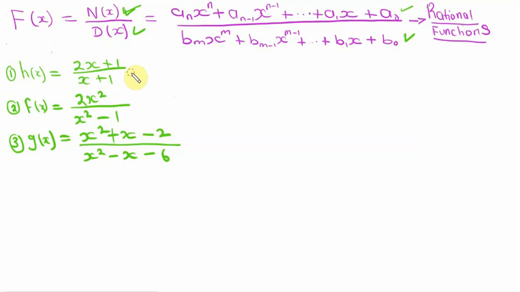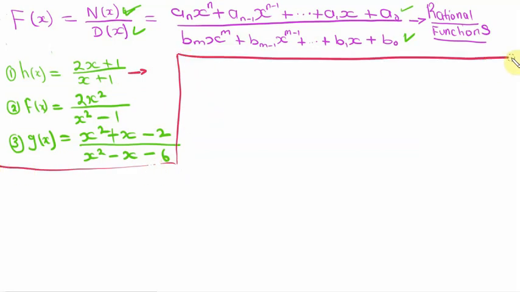Okay, let's plot this one. Plot example 1. Alright, example 1: h of x equals 2x plus 1 over x plus 1.